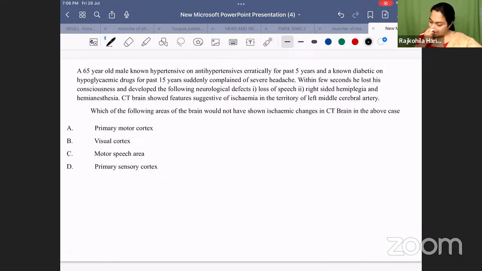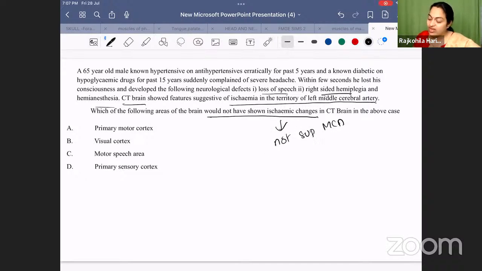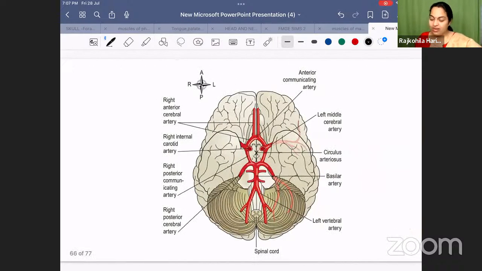And here, right, you can read the case like, he had developed some symptoms, okay, and CT is showing ischemia in the territory of left middle cerebral artery, okay. So which of the following areas of the brain would not have shown ischemic changes? Which of the following areas of the brain is not supplied or is not affected by an occlusion of middle cerebral artery? 2 minutes, we can go through the cerebral blood supply of the cerebrum.